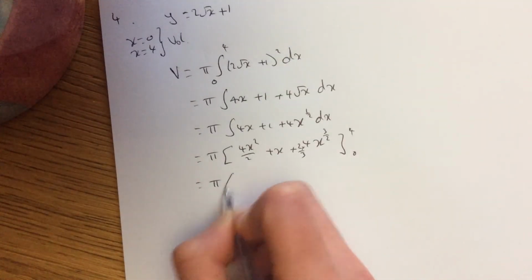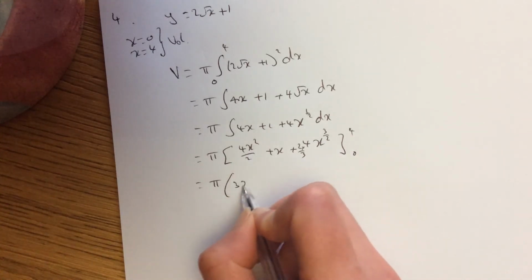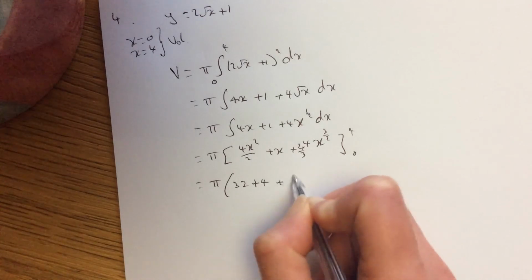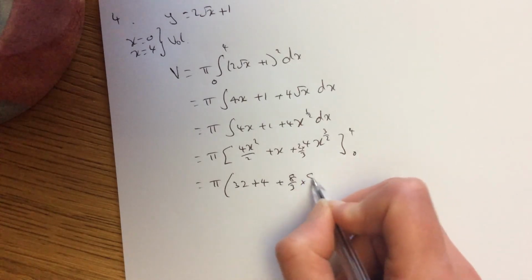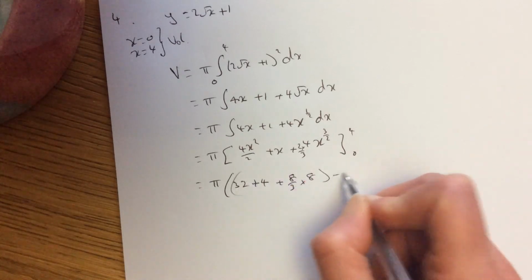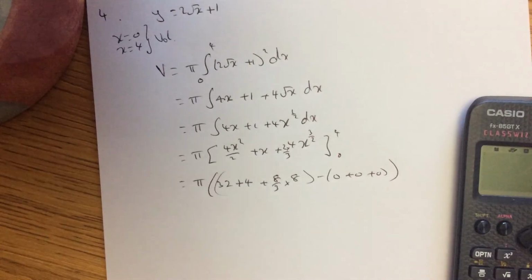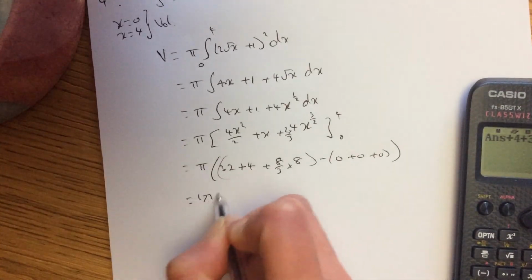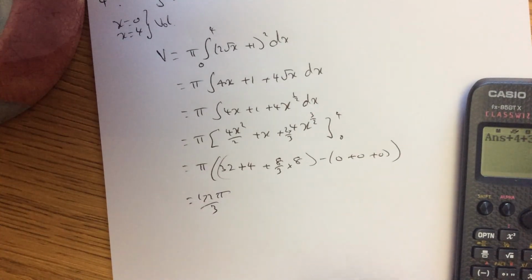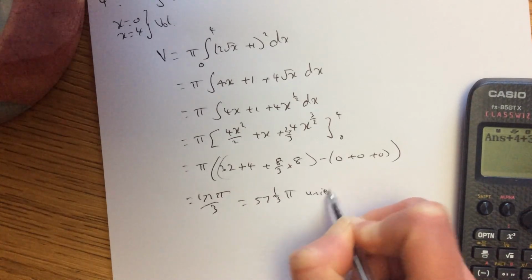So you have pi, 2 times 16 is 32, plus 4, plus 8 over 3 times the square root of 4 is 2, and 2 cubed is 8. Take away the zeros. And if you put that into your calculator, hopefully you get 172 pi over 3. Or you could write that as 57 1/3 pi units squared.